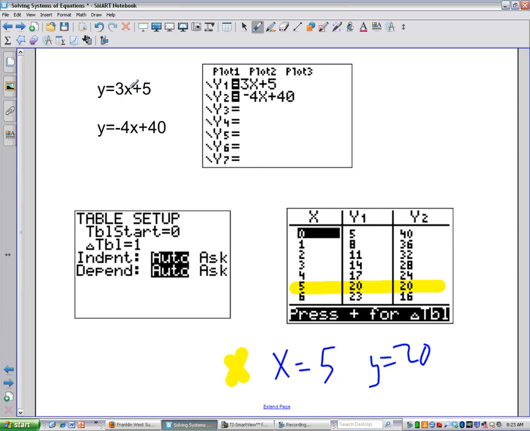So we can easily set up a calculator, put the equations into the y editor, and just go to the tables, and we can find that value. It's nice if it's a whole number. When they are not whole numbers, the table's not as useful. So that covers that way.